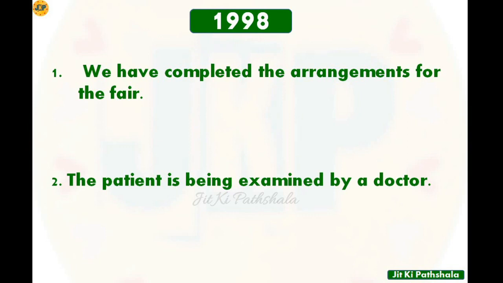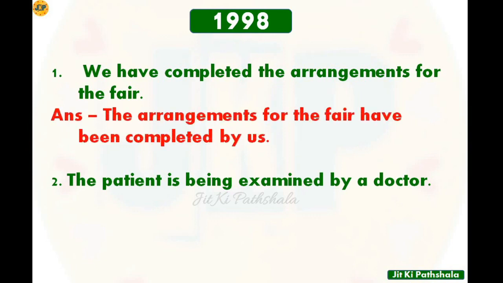And this question is in present perfect tense. Now when you change present perfect from active to passive, the passive form will be object plus has been or have been plus third form of verb plus by plus subject. And the answer will be, the arrangements for the fair have been completed by us.